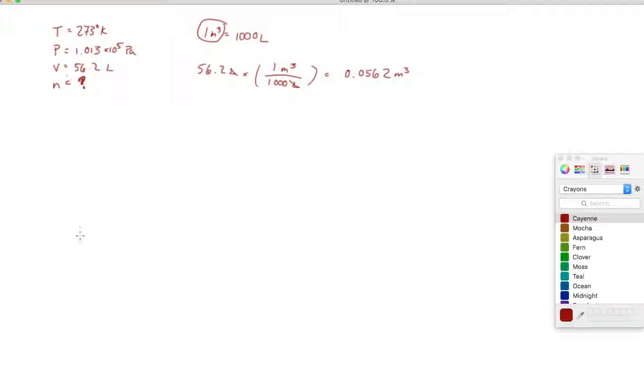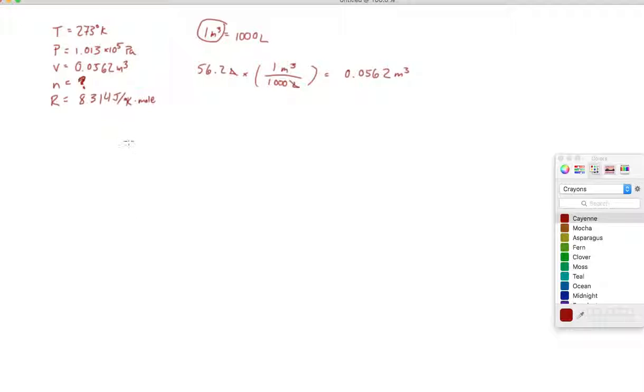So I'm just going to erase the 56.2 liters right now. I don't even want to look at that anymore, because now my volume is in meters cubed, which is the correct unit that I use when I use the PV equals nRT equation. Right. That's the volume. The only other thing that's missing right now is our R, the constant that's always given to you, so you don't need to memorize this. Don't worry about it. It's just a constant that you need to put in. It's 8.314 joules per degree Kelvin mole.